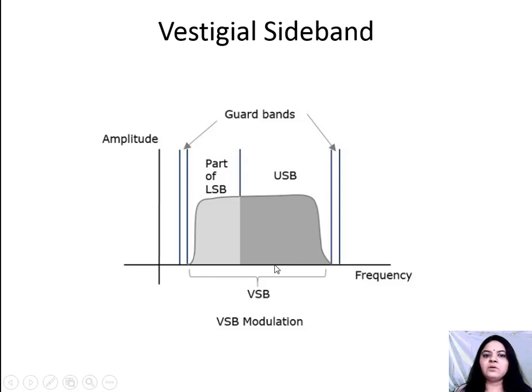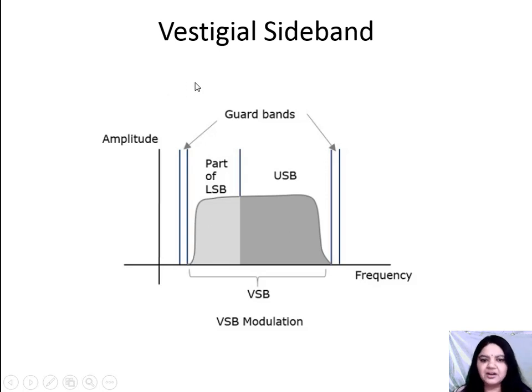Now a part of the LSB is also considered while transmitting the signal, so that we are using sharp filters providing the response, so that the information at this position cannot be lost. To protect this part, that part of the LSB is also transmitted during the transmission. Here we can see the other part of the LSB gets wasted. That is why it is known as the vestigial sideband.